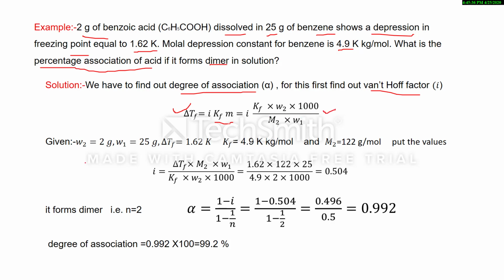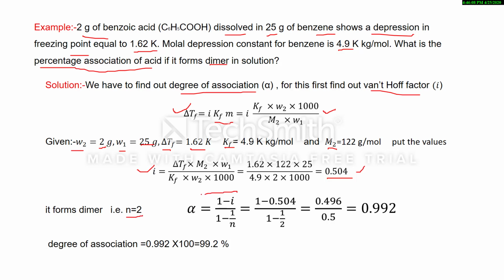Now in this, W2, that is the mass of solute, is given as 2 gram. W1, the mass of solvent, is given as 25 gram. The depression in freezing point is given as 1.62 Kelvin. Kf is given, and for M2 we can find the molar mass of benzoic acid, which is 122 gram per mole. Put the values, then i, after putting the values, you will get 0.504. And as we discussed, dimerization is taking place, that's why n is equal to 2.